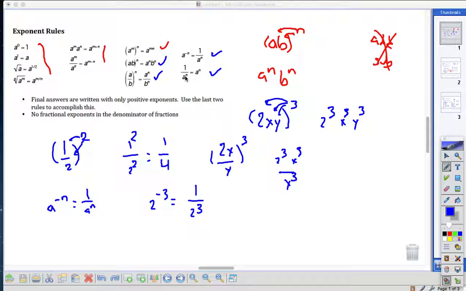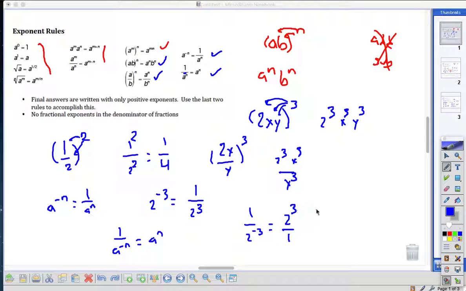If I have, and this should have a negative in here, I'll put it right there. What that means is that if I have 1 over a to the negative n, that's the same as just a to the n. So the negative sign ends up going away as we move it to the numerator. So if I have 1 over 2 to the negative 3, that's the same as 2 to the 3rd. Because it's 2 to the 3rd over 1 when I move it to the numerator, and I don't need this divide by 1.